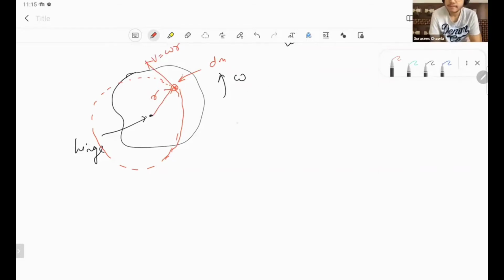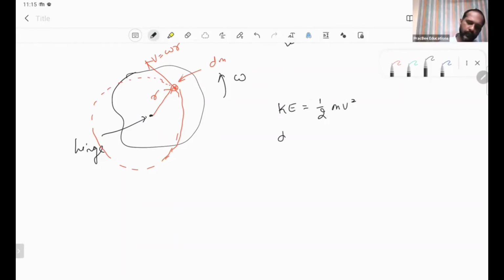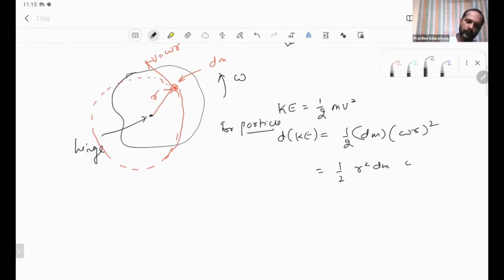All the particles on this disk on this object will have different speed. क्यों? क्योंकि ओमेगा जो है वो कांस्टेंट है, लेकिन r जो है और पार्टिकल का डिस्टेंस जो है वो अलग-अलग है। So I can say here that the kinetic energy of this particle is half mv square. I'm talking about the particle. For particle dm जो मैंने consider किया, this is half dm into v, which is omega r whole square. So half r square dm omega square is the kinetic energy of this particle.